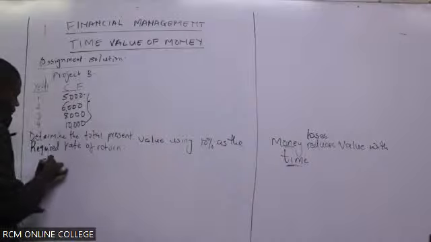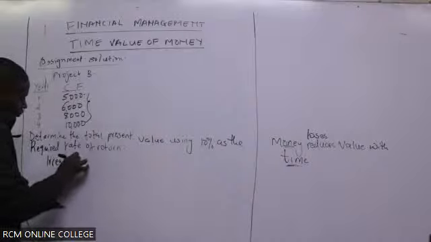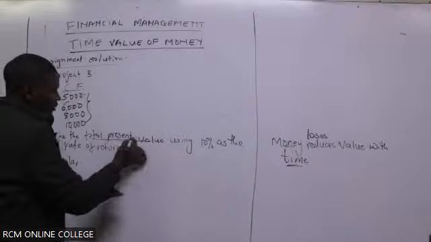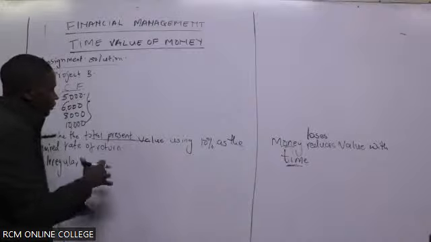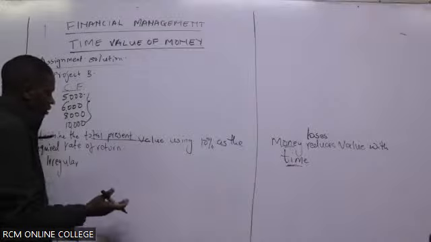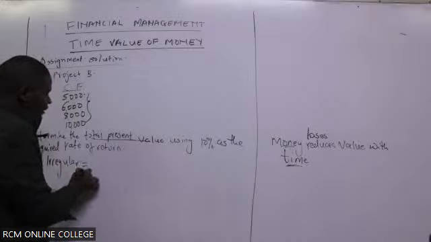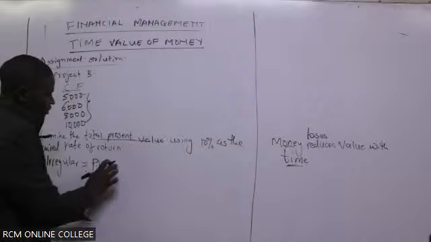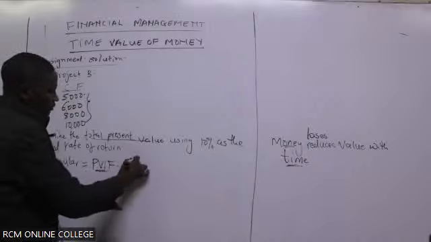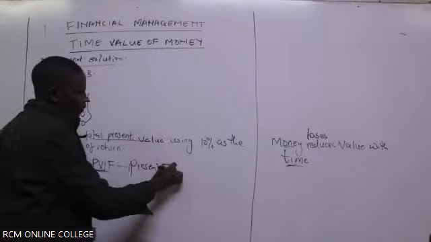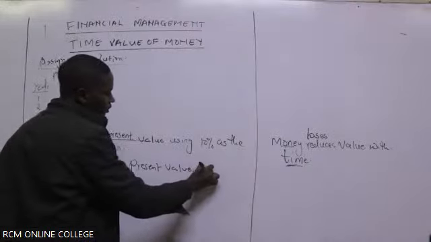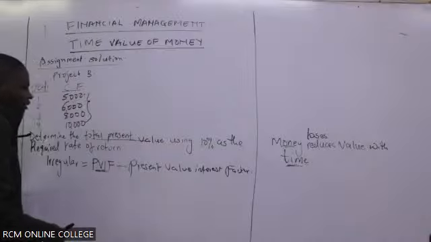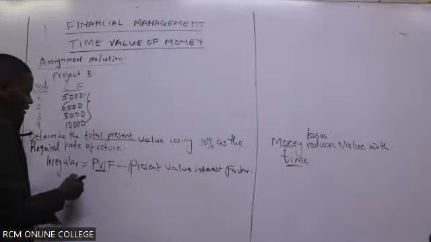For irregular cash flow, if you want to discount to get the present value, you are trying to convert this future cash flow into present. Therefore, for irregular cash flow, we discount using PVIF, the present value interest factor. That is a factor that will assist us to convert cash flow from future to present.